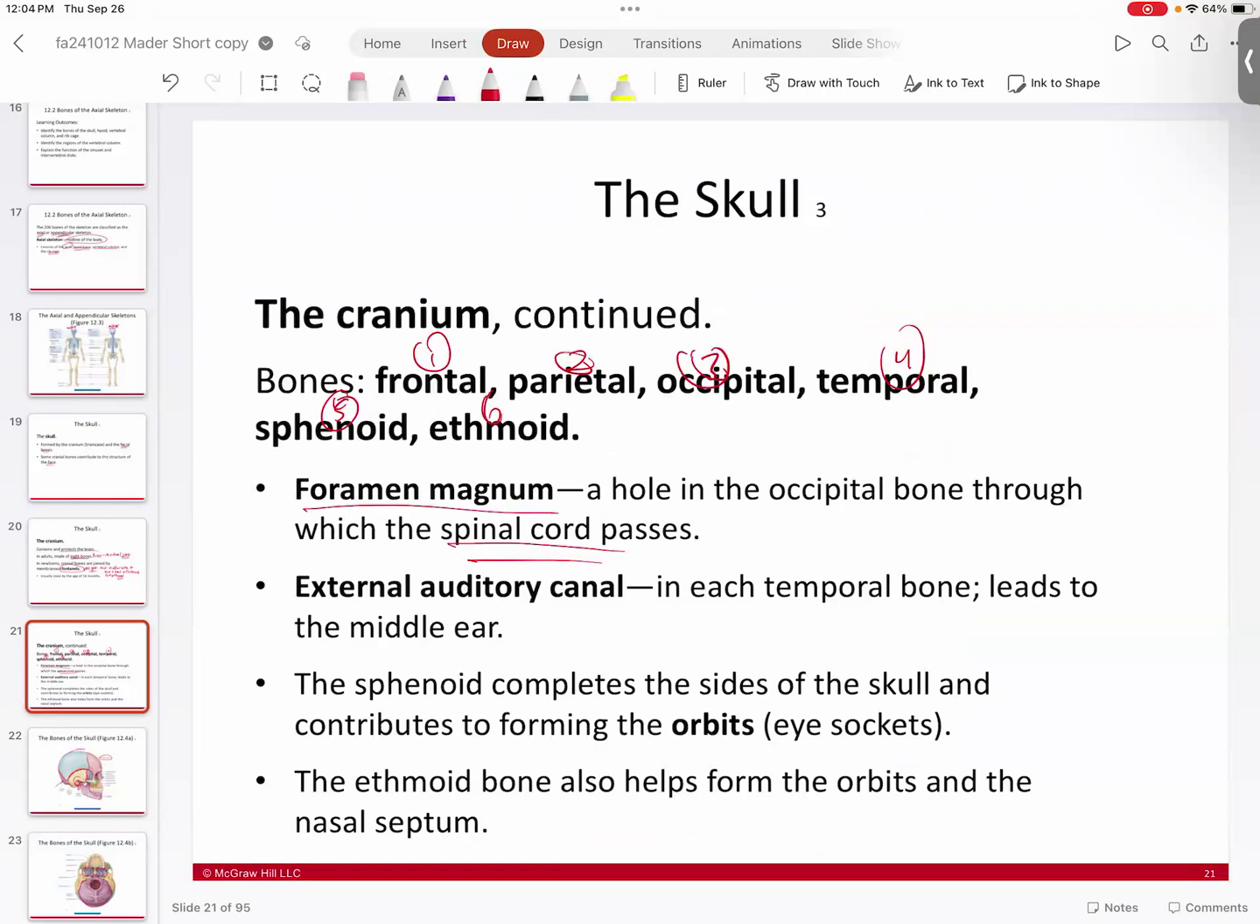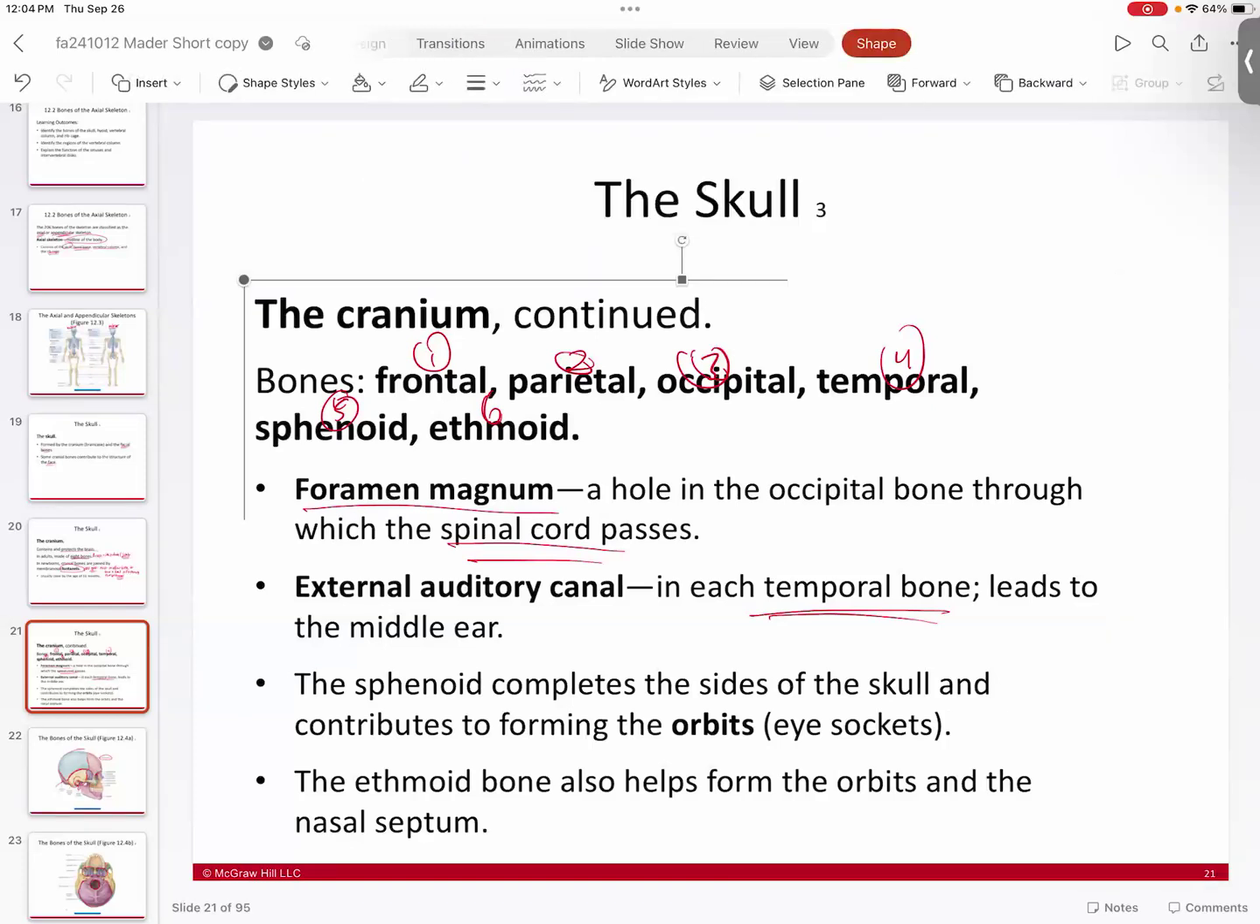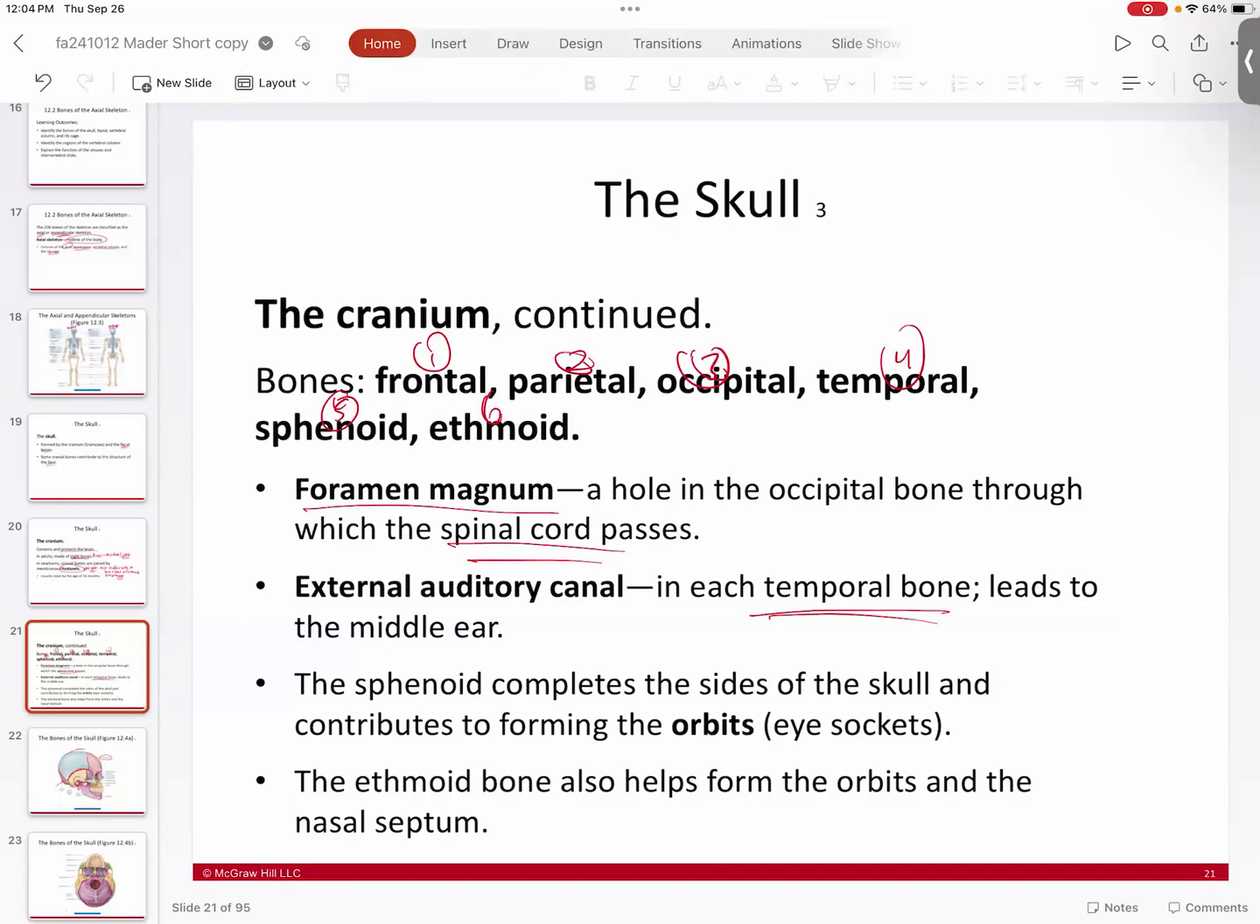Your external auditory canal is essentially inside the temporal bone, and it leads to your middle ear. Your middle ear is actually encased inside your temporal bone, so it's protected in there. And so the sphenoid will come together.